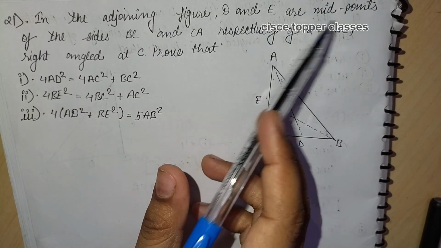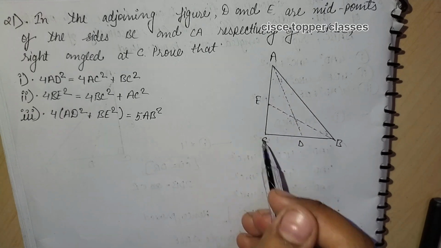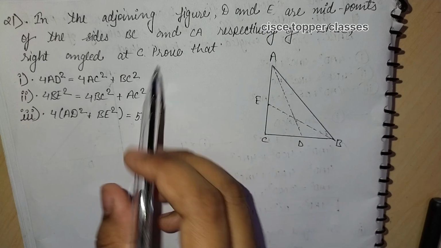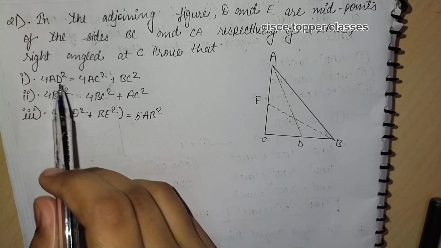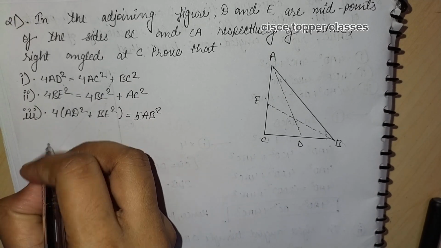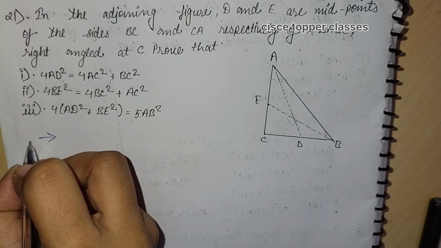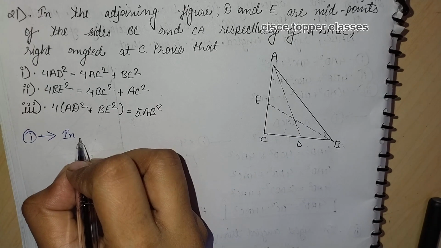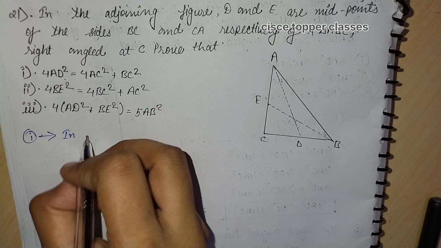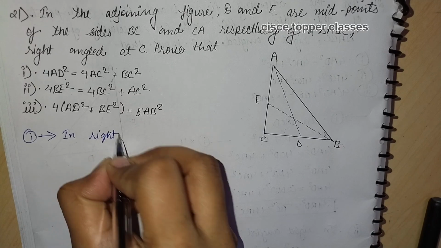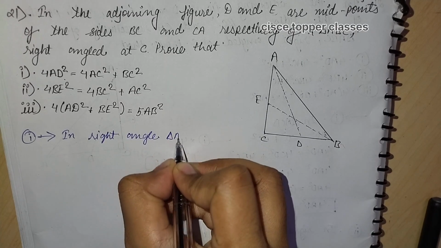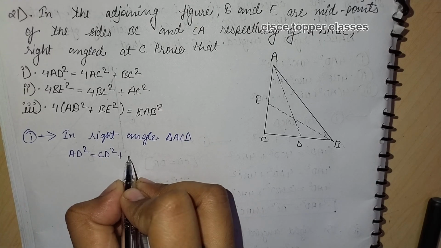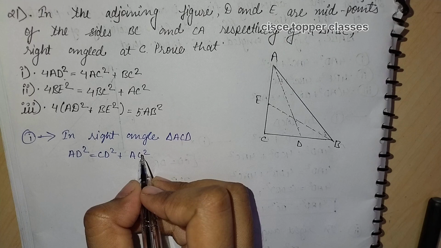In the adjoining figure, D and E are midpoints on the side BC and CA respectively of triangle ABC, right angle at C, and we have to prove that 4AD square is equal to 4AC square plus BC square. So first thing we have to prove here. To prove the first thing, we will take it because it is AD square. In right angle triangle ACD, AD square is equal to CD square plus AC square we can take here.